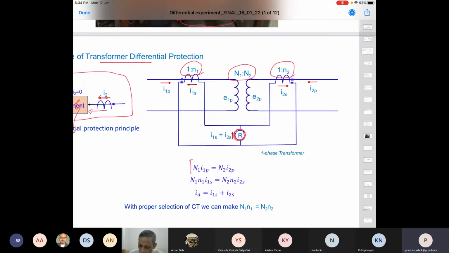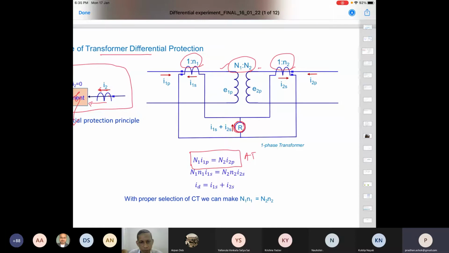Now from the ampere-turn balance, N1 I1 equals N2 I2. This is for the primary side and this side, with small p for primary and s for secondary. The CT secondary current is being fed to the relay. That secondary current is a smaller current, but the primary current can be substantially high, in kiloamperes. Now this I1P, on this side, can be expressed in terms of I1S using this 1:N1, and that is what we can say now.